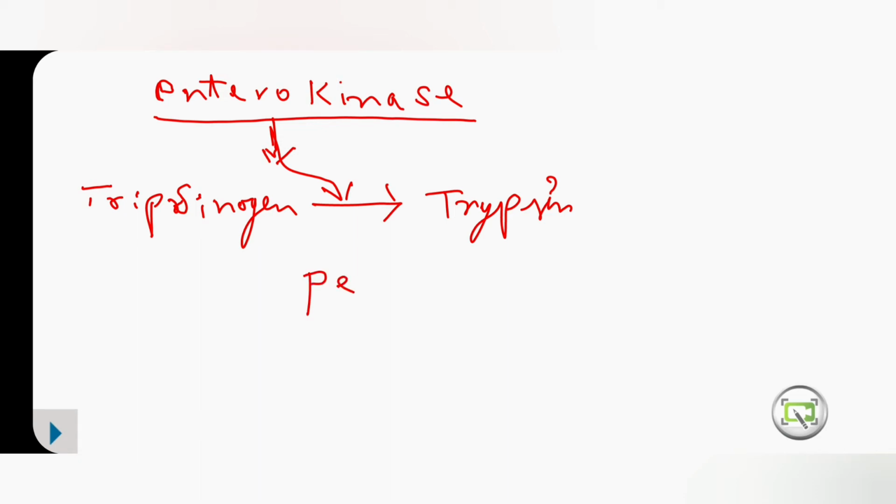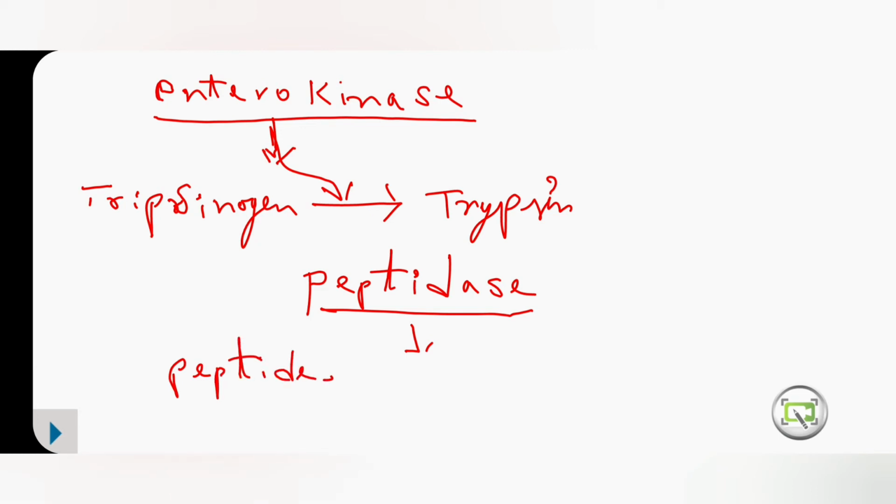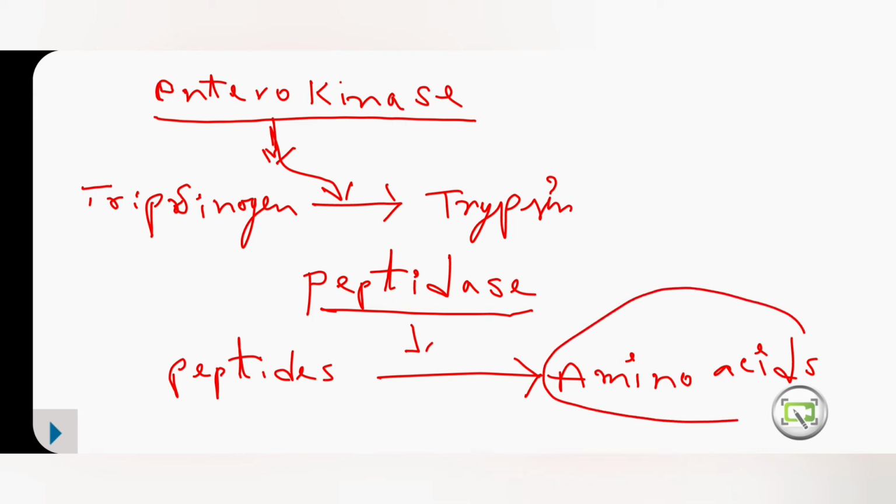Next, this intestinal juice also contains peptidase. This peptidase converts peptides and polypeptides into amino acids. These amino acids are the end products of proteins. Thus, peptides and polypeptides are converted into amino acids by the action of peptidase. So, protein end products amino acids are also formed in small intestine.